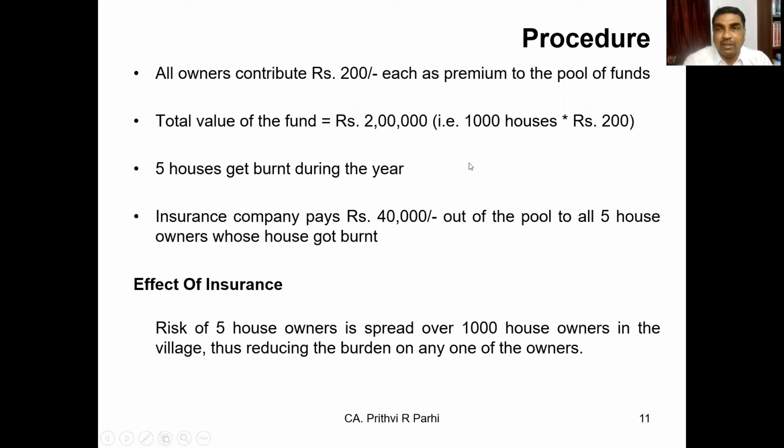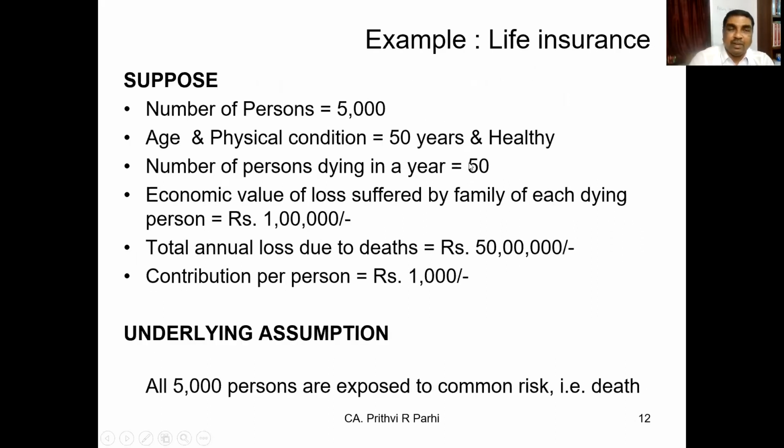Okay. Now, one more example we'll take, about life insurance. Suppose the number of persons is 5,000, and their age and physical condition matter, because different age groups are exposed to different kinds of risk. So we're saying that the age group is around 50, and the mortality table or the history shows that the number of persons dying in a year is 50. So out of 5,000, 50 people will die.